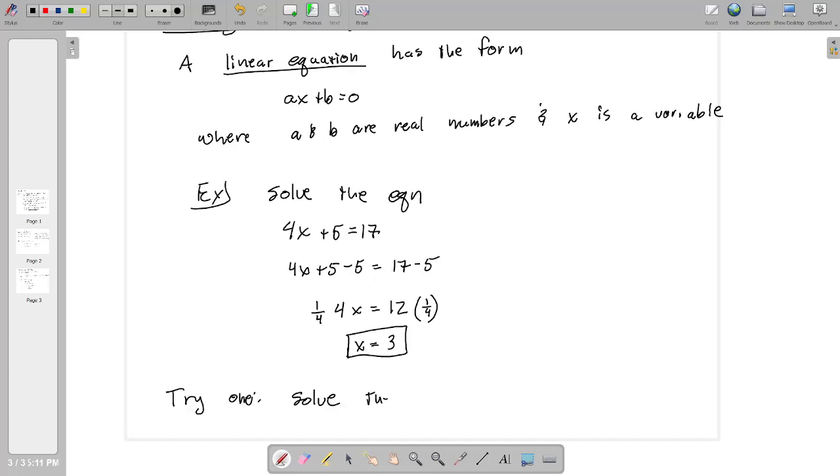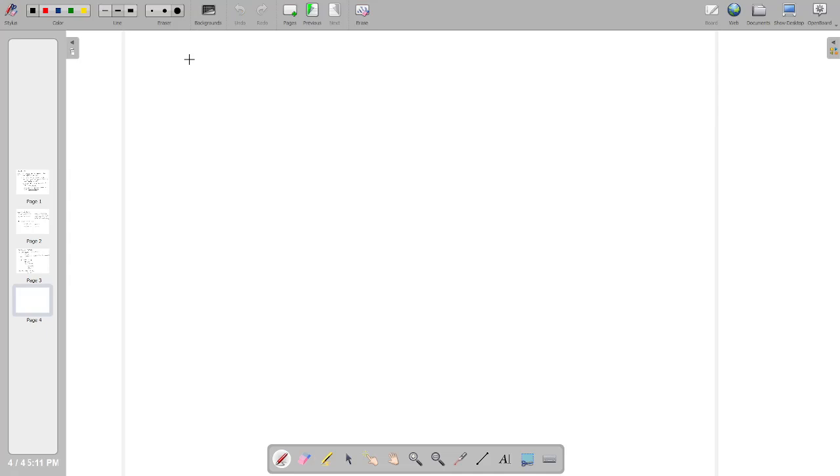Try one. Solve the equation 12x minus 3 is equal to 3. Now what we're going to talk about next is equations with multiple variables.